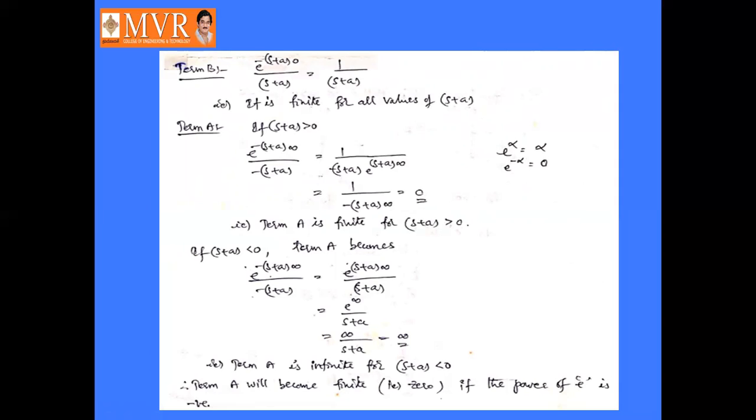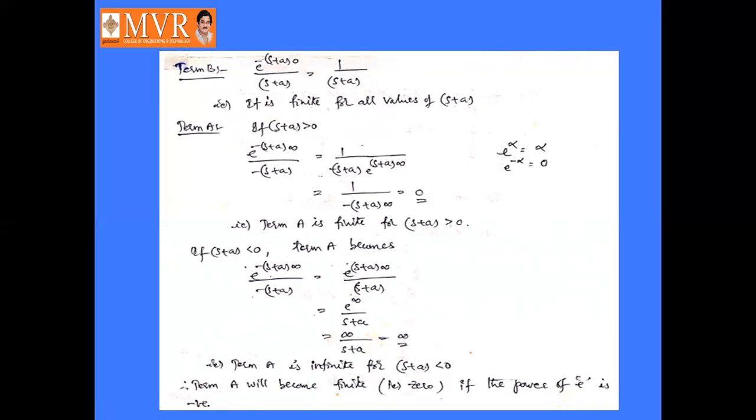Coming to the first term, if s plus a is greater than 0, then s is greater than minus a. Then e power minus (s plus a) into infinity is nothing but e power minus infinity, that is 1 by e power infinity, and 1 by infinity is 0. If s plus a is greater than 0, then its value will become 0. Term a is finite; 0 means it is a finite value.